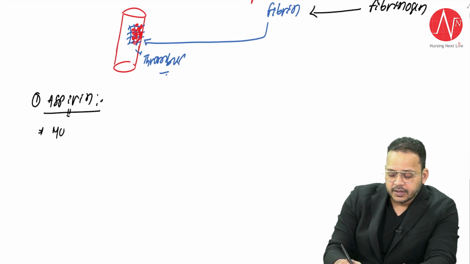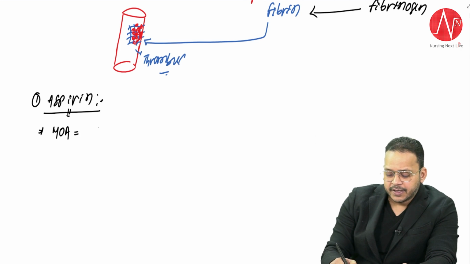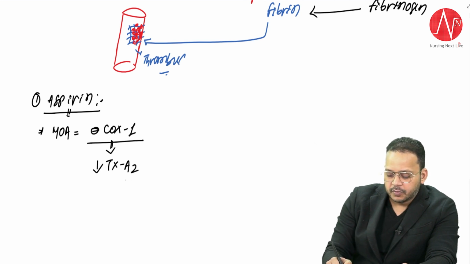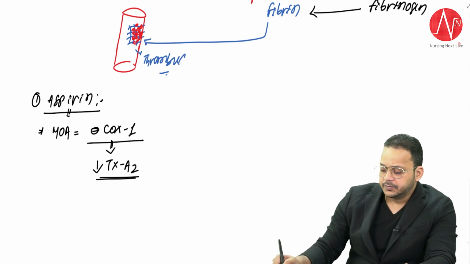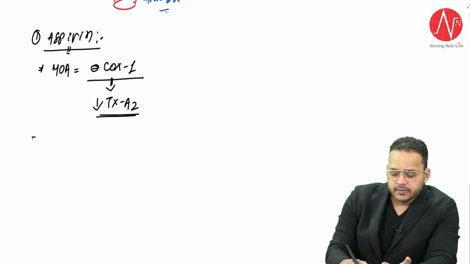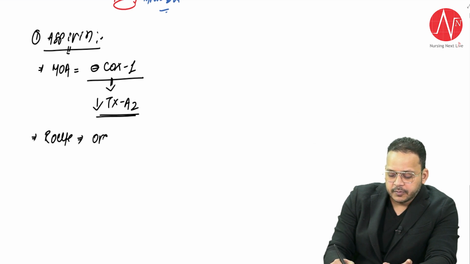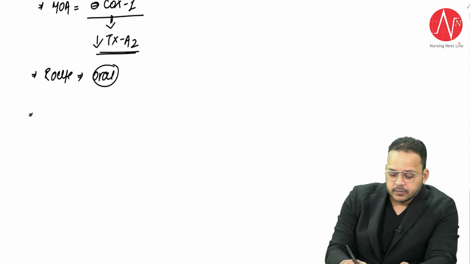See, what is the mechanism of action? Aspirin acts by blocking cyclooxygenase 1. And by blocking cyclooxygenase 1, it decreases production of thromboxane A2. And this gives us the anti-aggregant effect, as I have already discussed, right? Route of aspirin, guys: it is given by oral route. Uses.